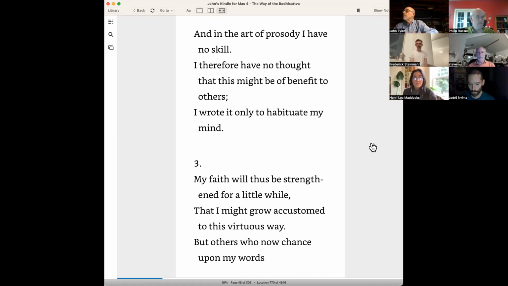This is his extreme modesty. The art of prosody means the art of rhyming and meter. And he says, in the art of prosody, I have no skill. Although this is written in verse, and especially it was written in Sanskrit, and one assumes that in that language, it had both rhyme and meter. I therefore have no thought that this might be of benefit to others. This is him being modest. I wrote it only to habituate my mind.